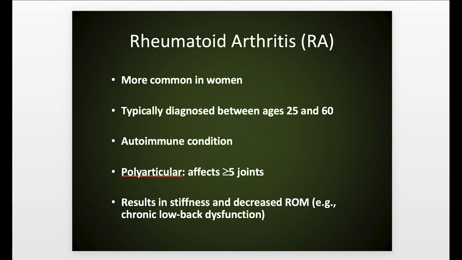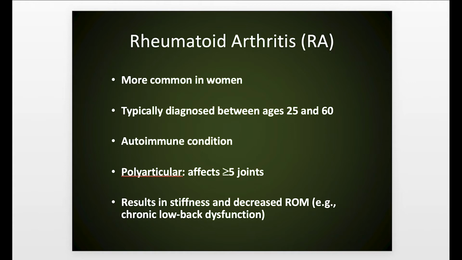Rheumatoid arthritis, of the two, is the less common, but it is a little bit more common in women than it is in men, however. But again, it is still the least common form of arthritis between rheumatoid and osteoarthritis. This is typically diagnosed somewhere between the ages of 25 and 60. So even at a younger age, somebody could be diagnosed with this. It is an autoimmune condition, meaning that the body is attacking itself.